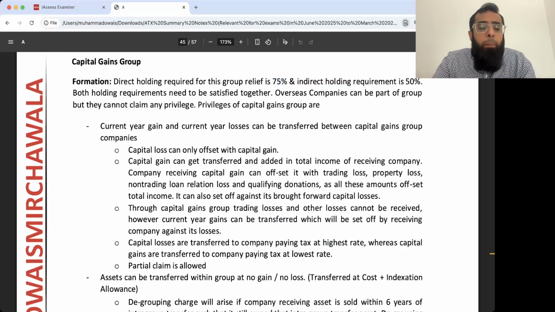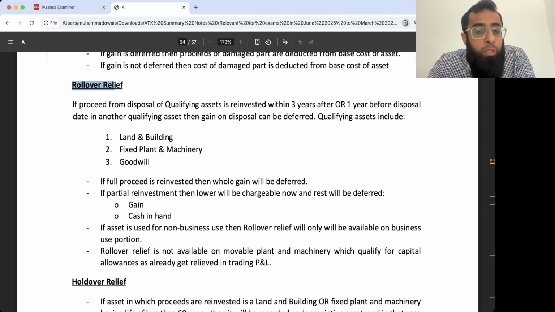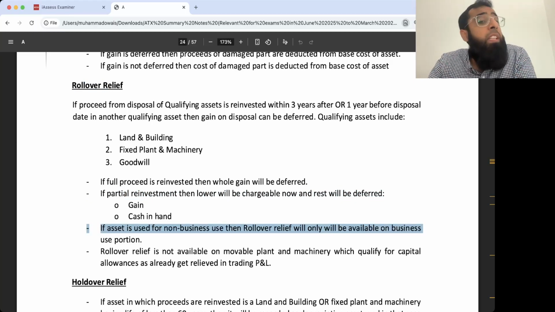Again, if you don't remember the rollover relief, just go to the summary notes, write rollover relief, and you will be able to find all the rules: land and building, plant and machinery. Lower of gain and cash in hand will be chargeable now, non-business use rules, everything you have studied.